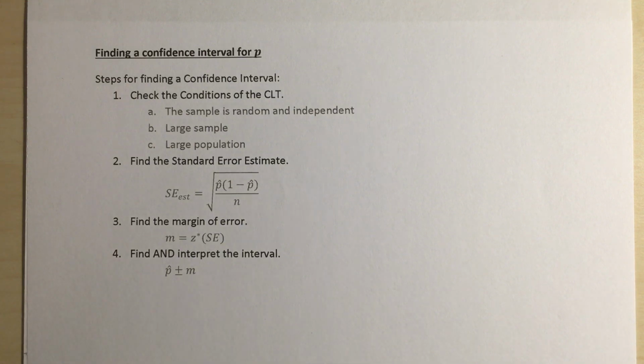Right, our margin of error, which we just talked about, we're going to take a z-star value from that table on page 24 in our notes, and then we're going to multiply it by our standard error. And then we're going to find and interpret our interval.